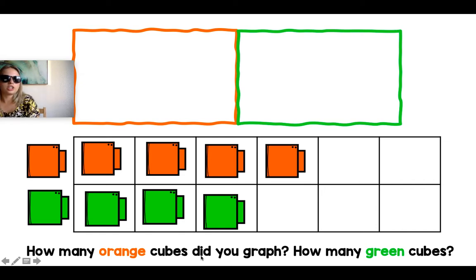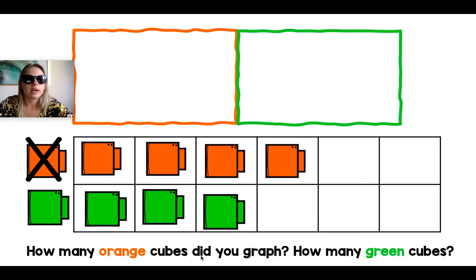How many orange cubes did we graph? Let's count. When I start to count, I'm not going to count that first cube because this is not part of the graph. This is the outside of the graph. Do you see? This is just telling me how to organize it. So I'm not going to count that. It's not inside the graph. Let's count the orange inside the graph, inside the boxes. I'm also not going to count the green because it's not in here. 1, 2, 3, 4. There are 4 orange cubes.